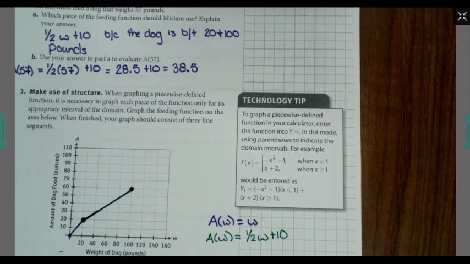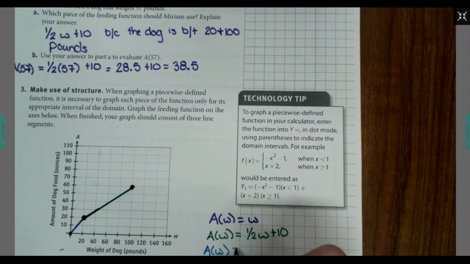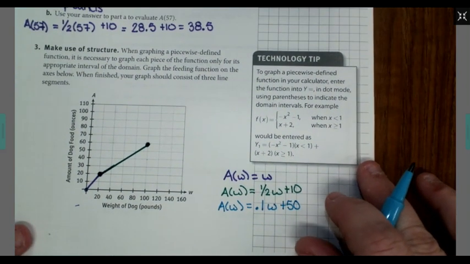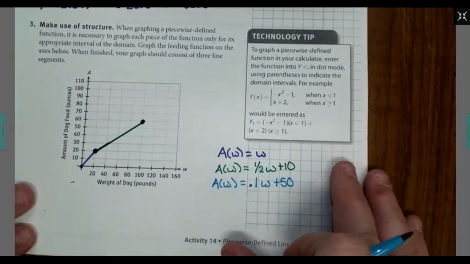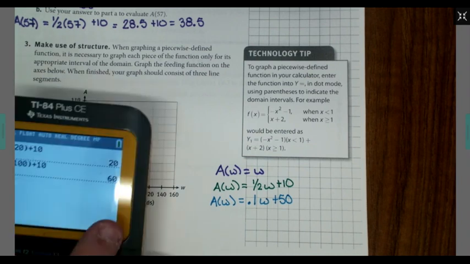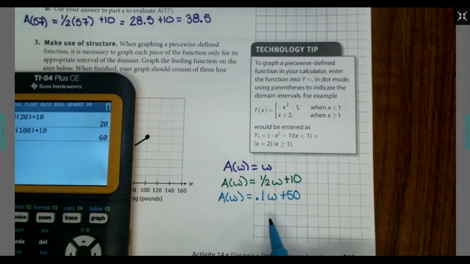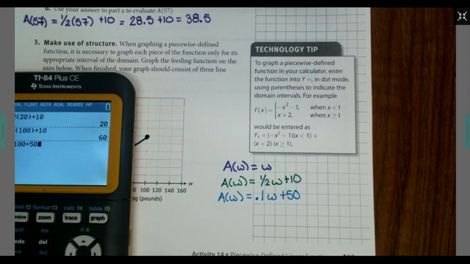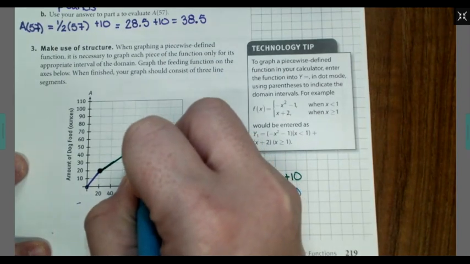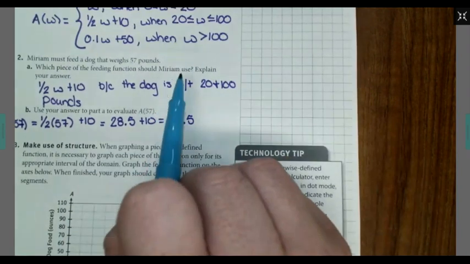Something along the lines like that, okay? Now, let's take a look. We'll do the last one in blue. A of W equals 0.1W plus 50. All right. Well, it says that the smallest that these dogs can be is down to 100, but not including 100. So let's just see what would happen if I plug in 100, okay? 0.1 times 100 plus 50, 60. What do you know? So I'm going to do an open circle there. Because recall that this was not equal to.